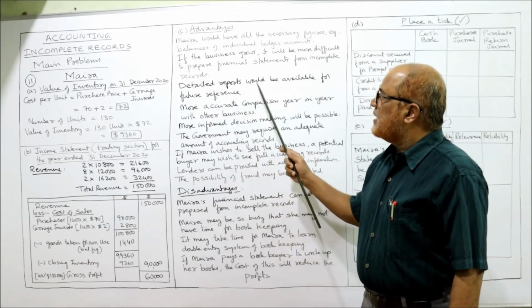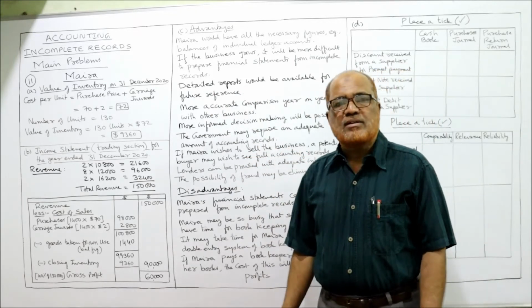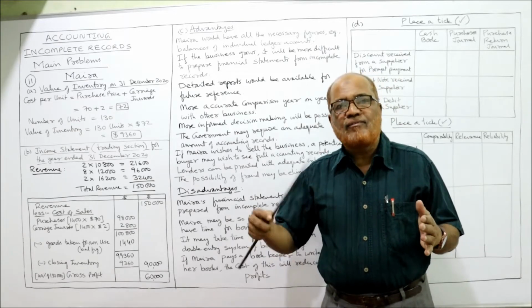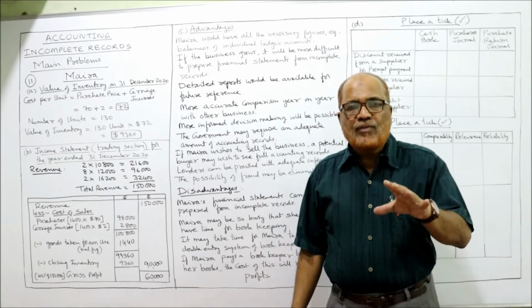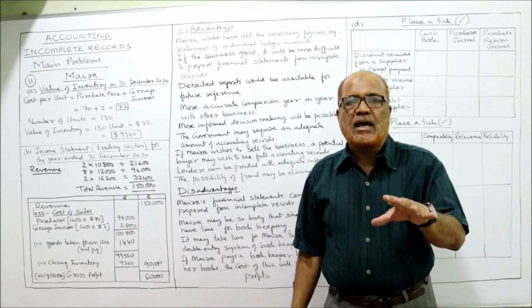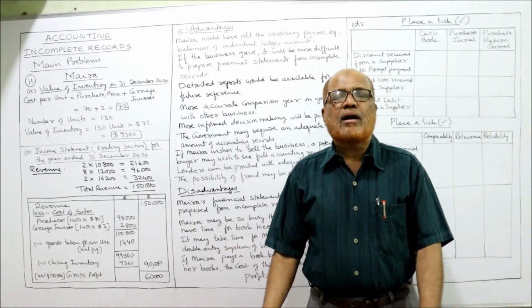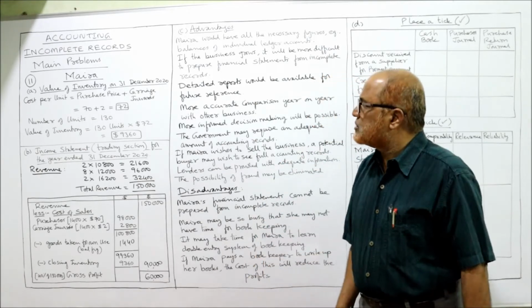Next one, detailed reports would be available for future reference, because the business has to make plans for the future. Future planning can be done effectively and efficiently if we have the complete set of accounts.